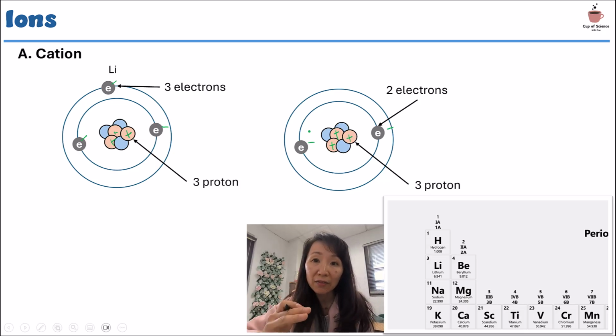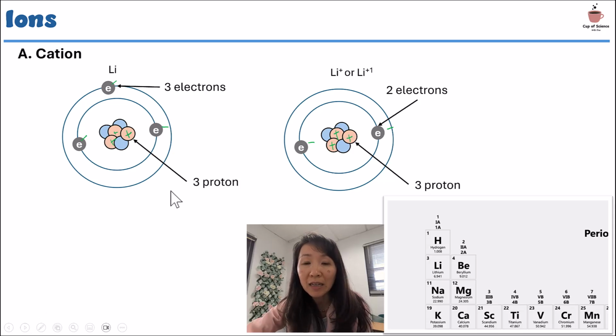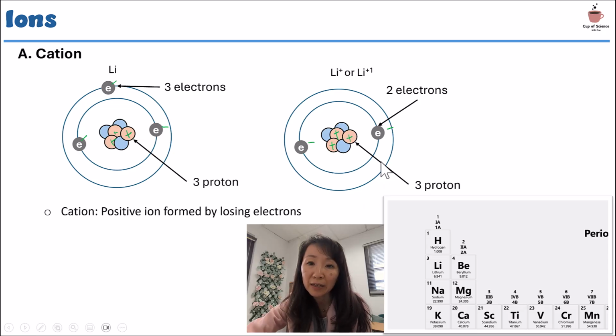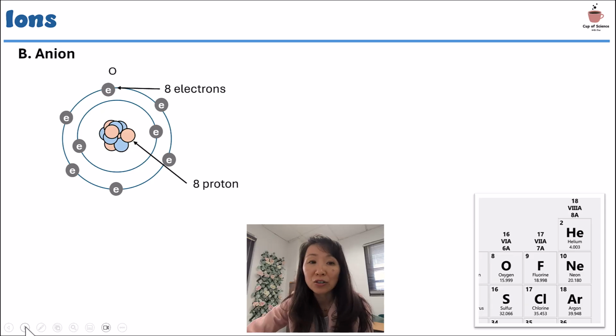So the net would be 1 positive greater, and so we would write this lithium as either Li plus or lithium plus 1. Either way you can write it, and this is considered to be a cation. Why is it a cation? Any positively charged atom formed by losing an electron, so it lost 1 electron, we consider a cation. Let's take a look at a different example, oxygen.